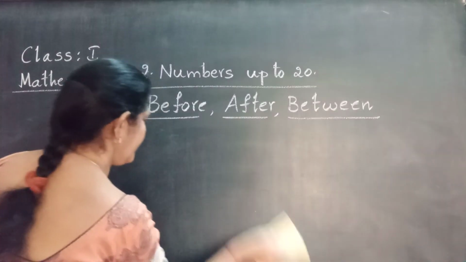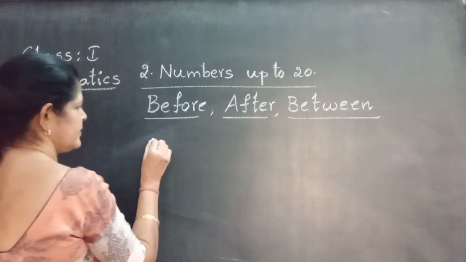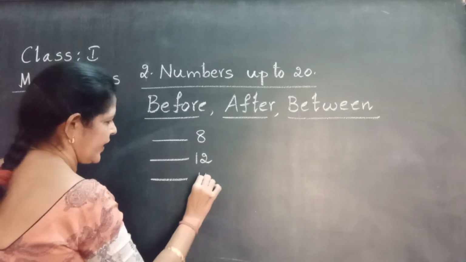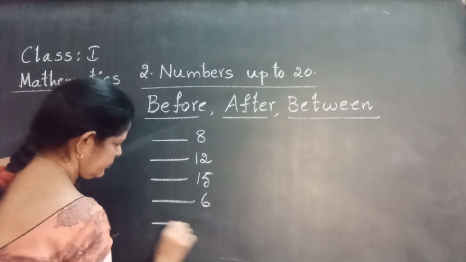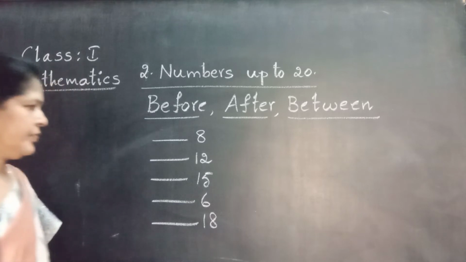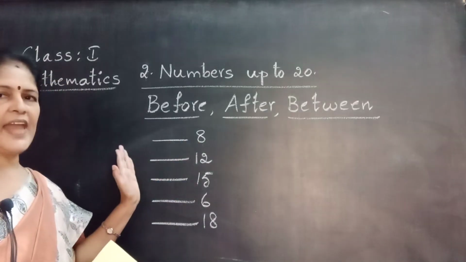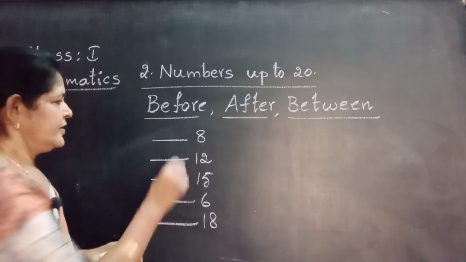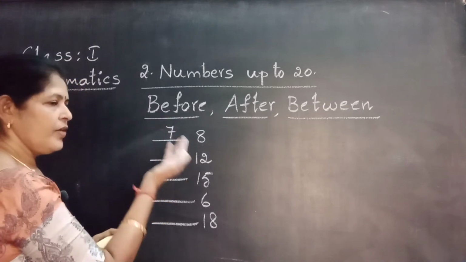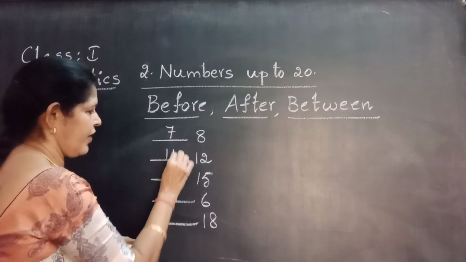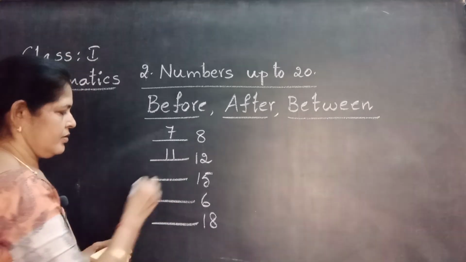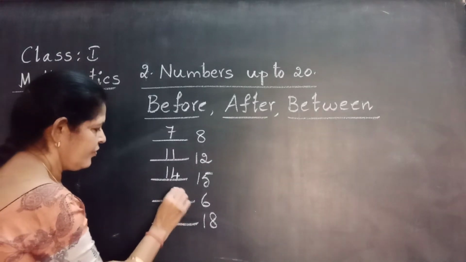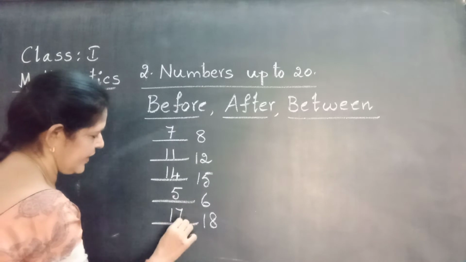Now tell me the before numbers of the given numbers. You think and give me the correct answer. Come on. Given numbers. 8. Left side dash means you should write the before number. That means what comes before 8? 7. Very good. Now before 12. Very good. 11. Next, 15, before 14. Very good. 6, before 5. 18, before 17. Now check the answer.